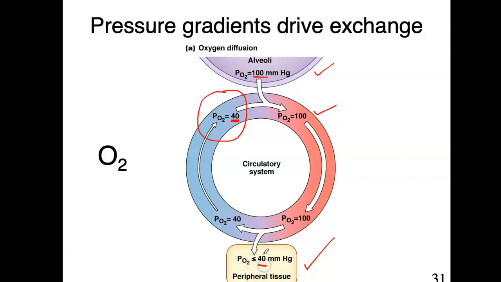So when the capillary is around 40, there's no more oxygen that can cross. So then now we're at 40, 40, 40, 40, and we go pick up again at a place where it's at 100. So oxygen will cross over. So this is a nice diagram showing the cycle of loading and unloading, and then going back for more. Okay, so it's that pressure gradient, the fact that there's more pressure in one area, lower in the other, that's going to allow for that movement of those gases.